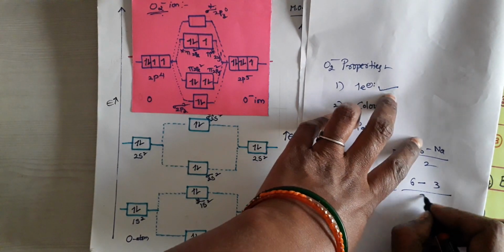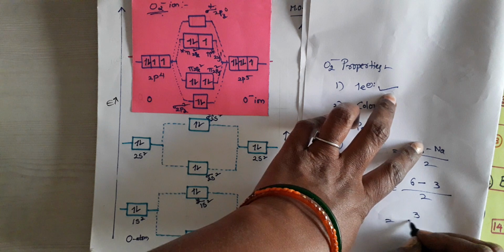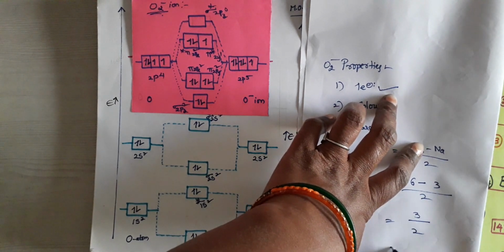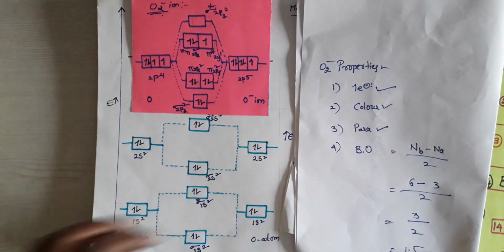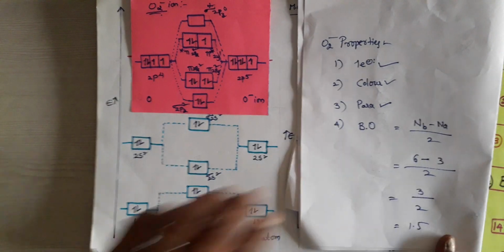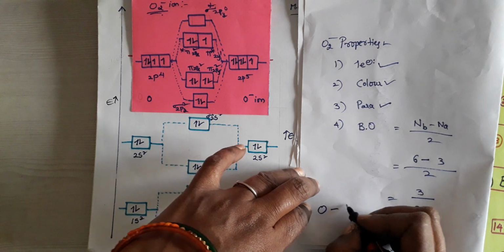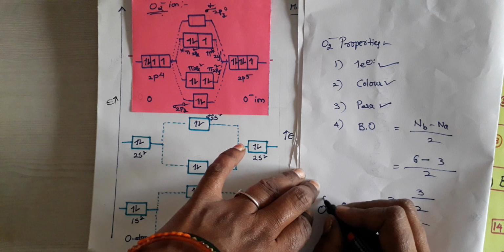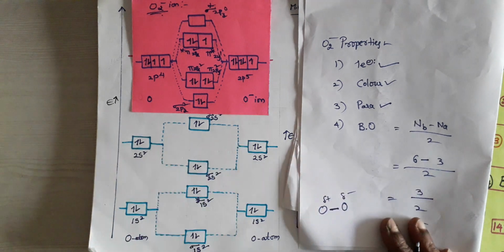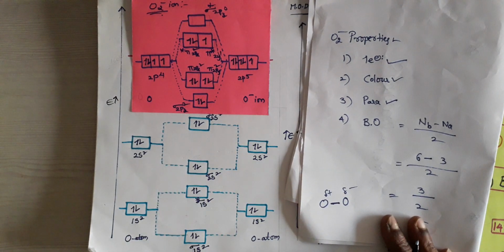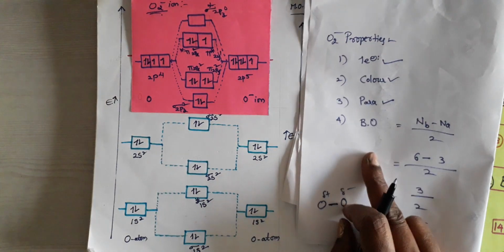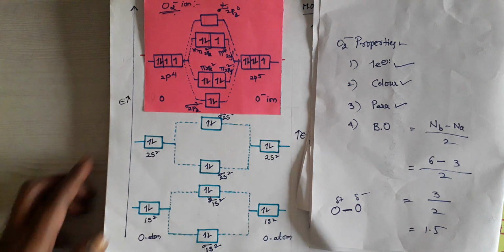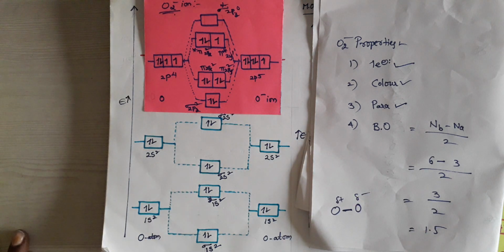Okay, so 6 minus 3 by 2, nothing but 3 by 2, what is that? 1.5. Bond order is 1.5, nothing but in between oxygen and oxygen one bond is present, another one is partial, another one partially positive, another partially negative, like that you might imagine. Okay, so these are the properties for O2 minus ion, and this is the molecular orbital diagram for O2 minus ion.